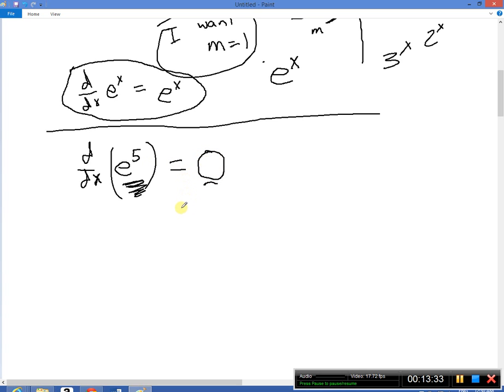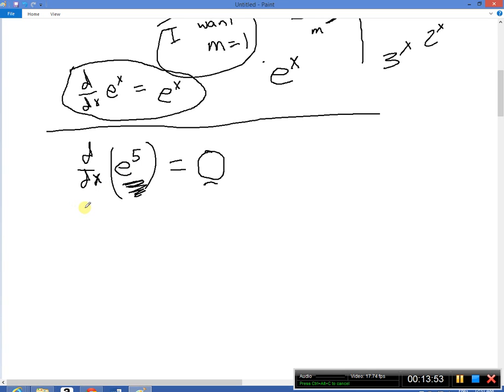Derivative of e to the 5th is 0. Trick question, but please be aware of that. You will probably see that on an exam or something like that. Just because it's got a power doesn't mean you use the high school rule or the power rule, and it doesn't make it an exponential function just because it's e to a power.